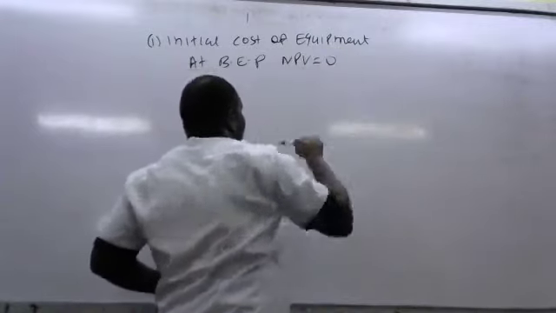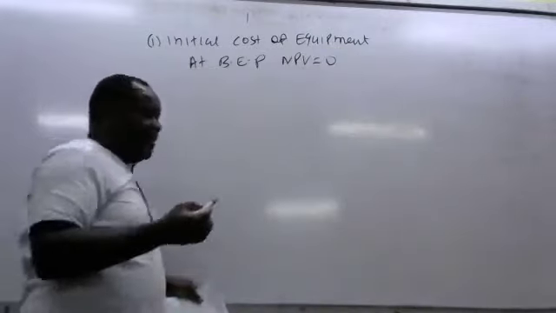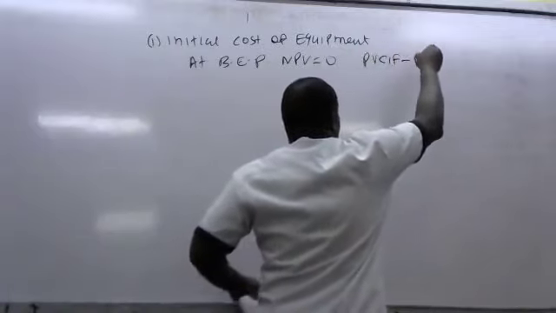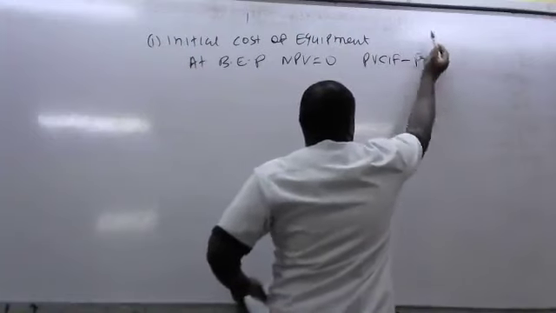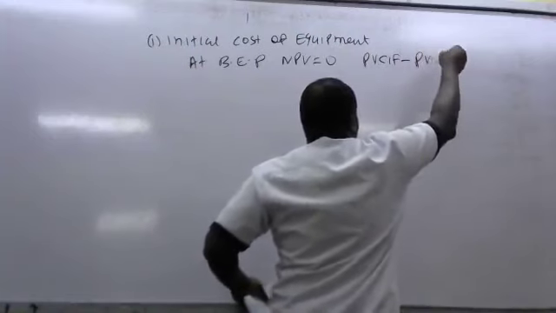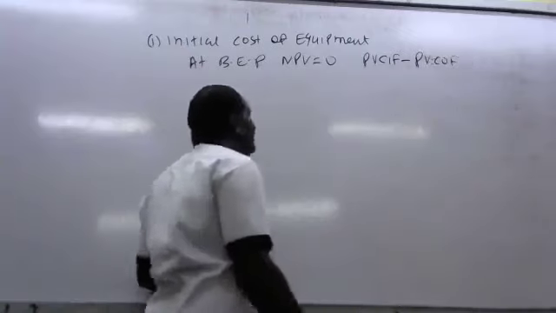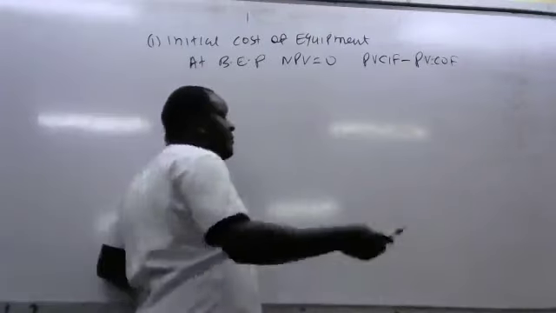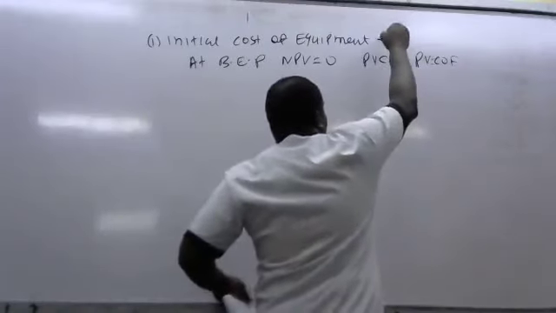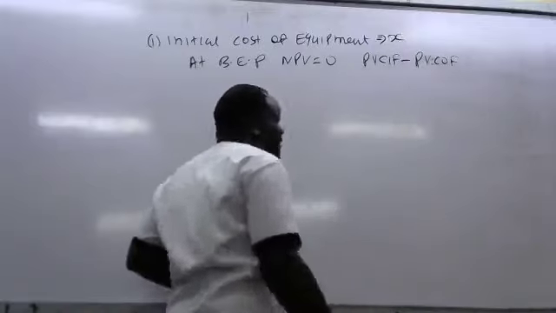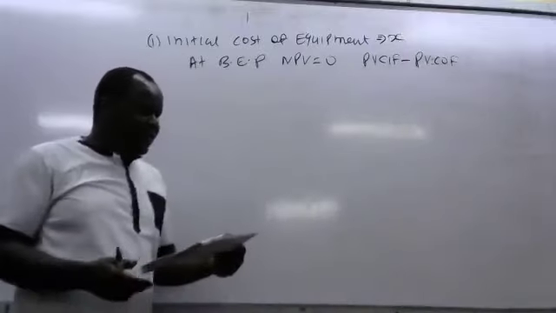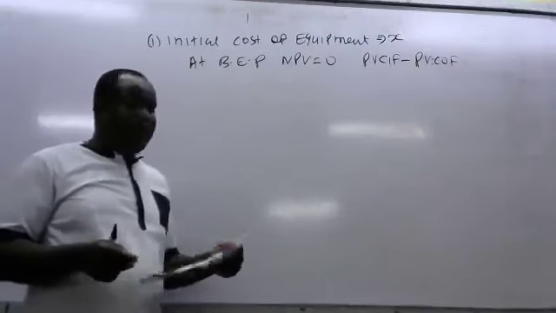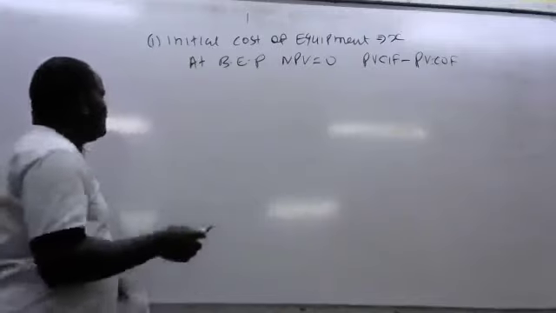NPV should be equal to 0, whereby the present value of the cash inflows must be equal to the present value of the cash outflow. So your initial cost of the equipment is the one we make X. Then also remember to get the annual cash flows.